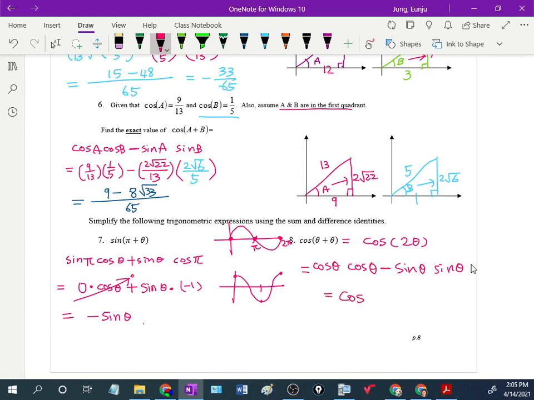So let's simplify. Cosine theta repeated twice. So that's the square of that. And the same thing here, sine squared of theta. So this is the first type of the cosine double angle identity. Okay? All right.